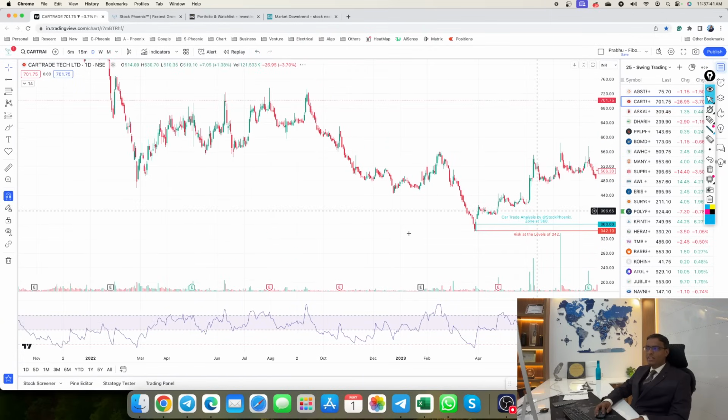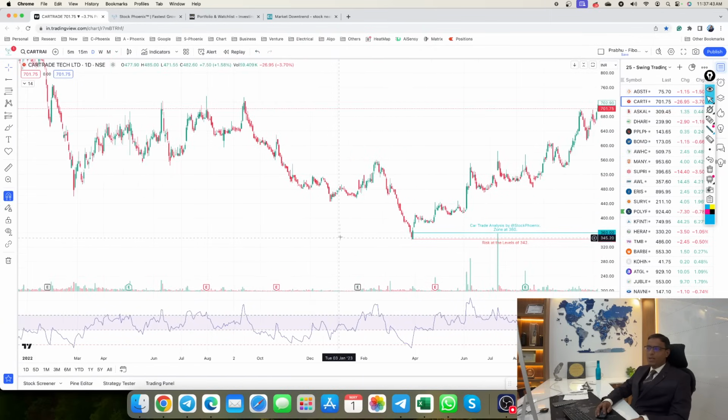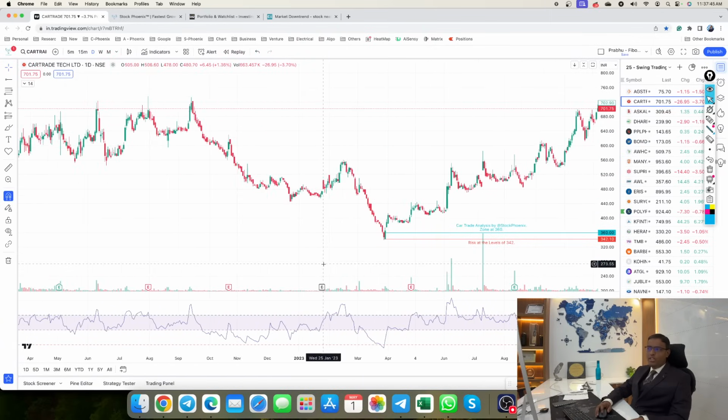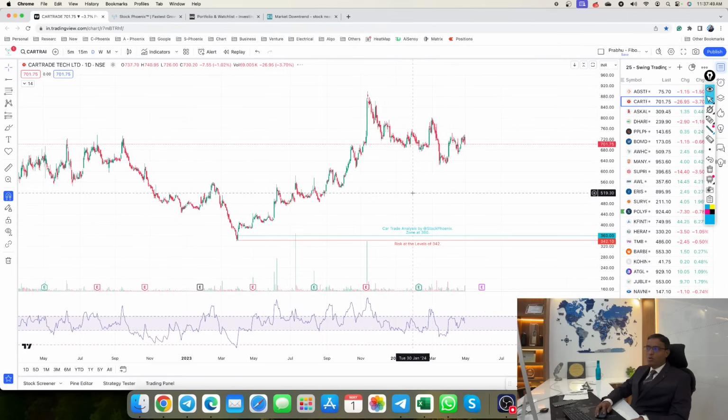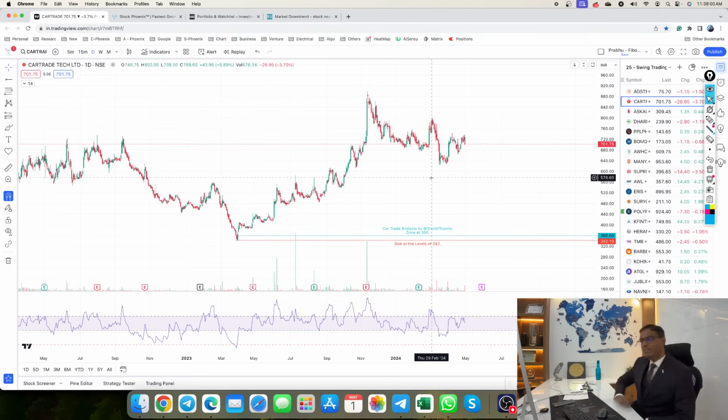One thing to notice is this kind of setup will come only once in 1 or 2 years. Later this setup will not come into the picture. It will keep going up. See, we never got an opportunity after this. It is simply going up. So you have to sit and find a stock like this once in 2 or 3 years.